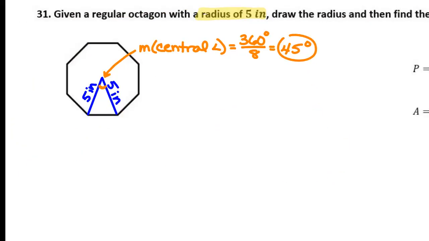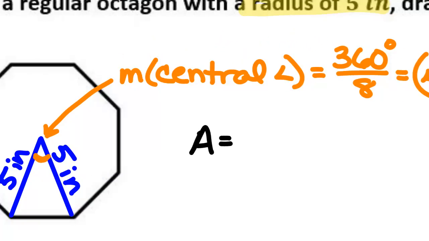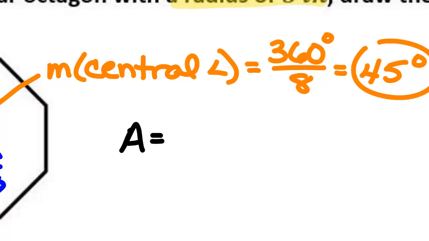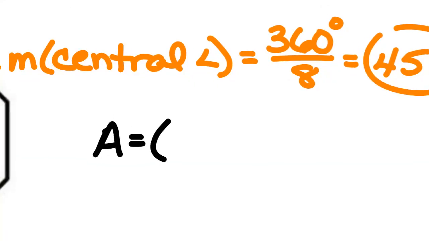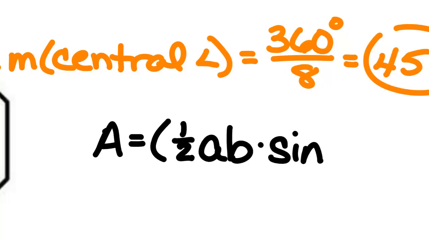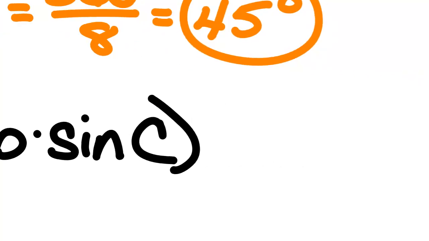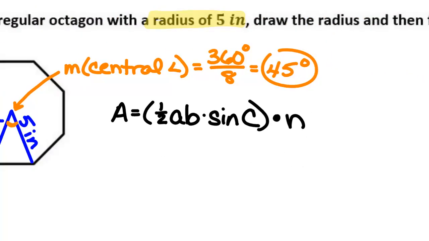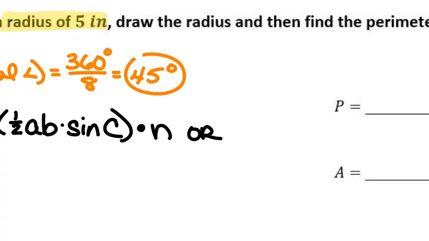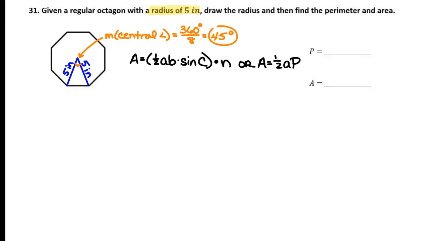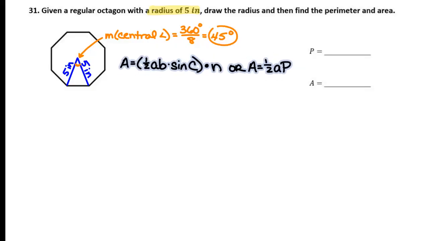To calculate the area, area is 1/2 AB times the sine of angle C times the number of sides that we have. Or you can do 1/2 apothem times perimeter. Those are both ways to find the area of a regular polygon. Which one makes the most sense for us to use right now?